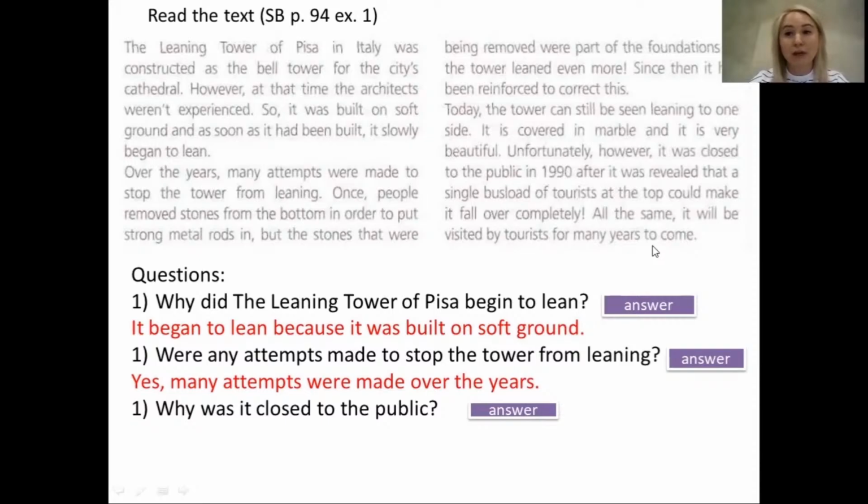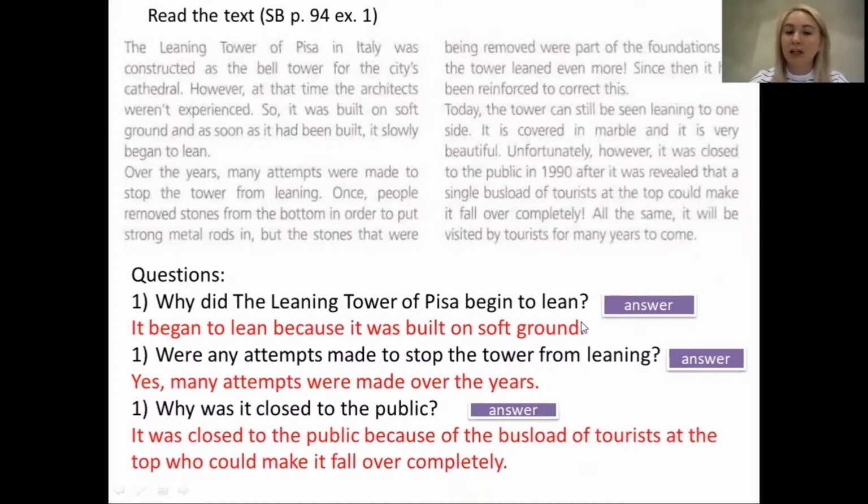So question number 3. Why was it closed to the public? And the answer is, it was closed to the public because of the busloads of tourists at the top who could make it fall over completely. After reading this text, to be honest, I want to visit the Leaning Tower one day. Actually, I love traveling a lot, and I hope you also love it.